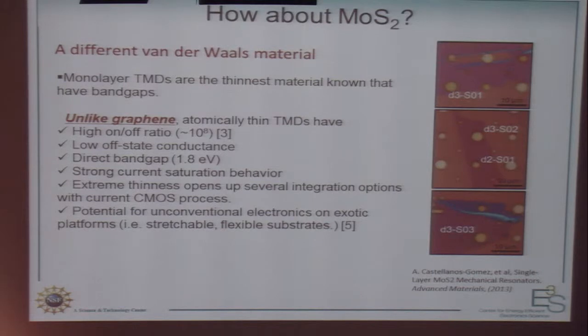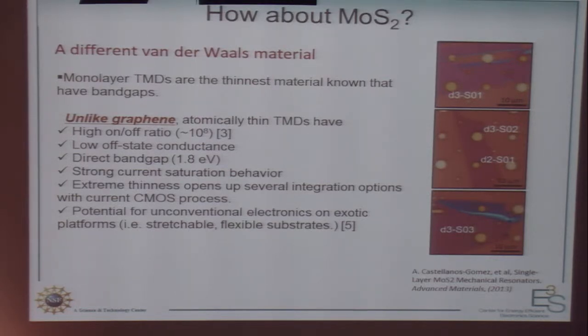How about molybdenum disulfide? Monolayer TMDs are the thinnest materials known to have band gaps. Like graphene, it has a high on-off ratio, low off-state conductance, a direct band gap, and strong current saturation behavior. And similar to graphene, it's extremely thin. There are several integration options with CMOS. It also has potential for unconventional electronics such as stretchable and flexible substrates.